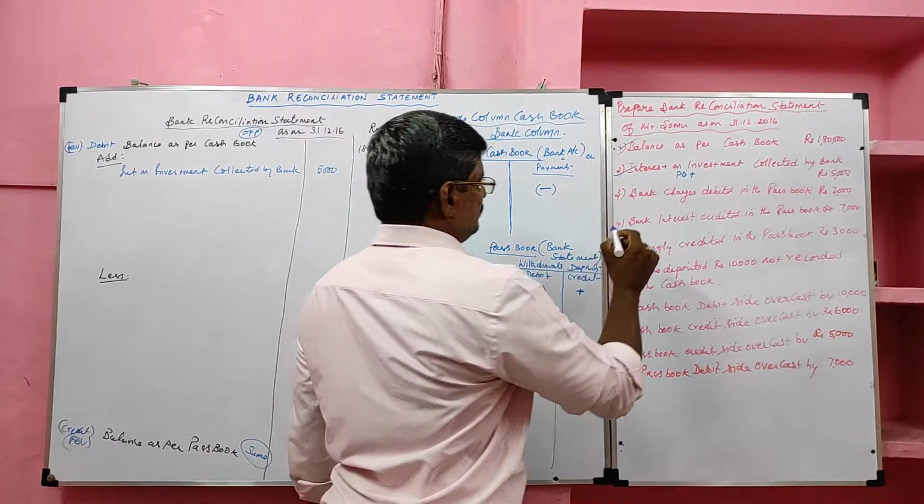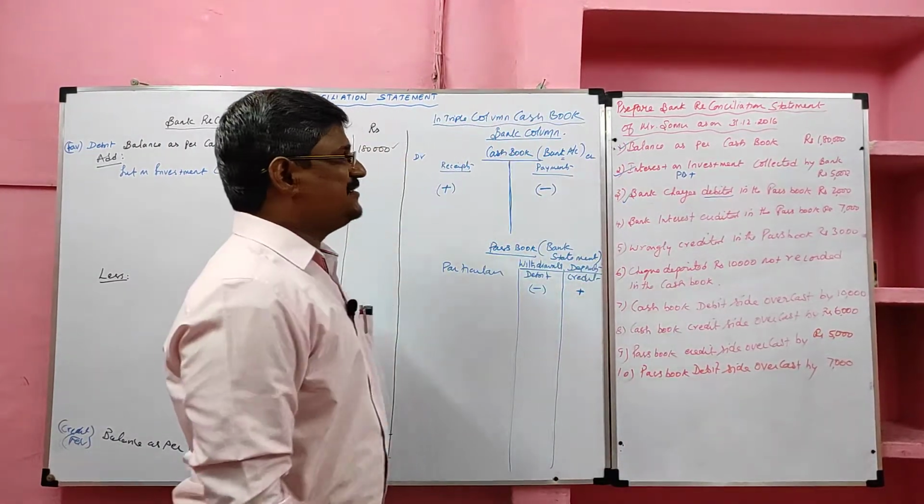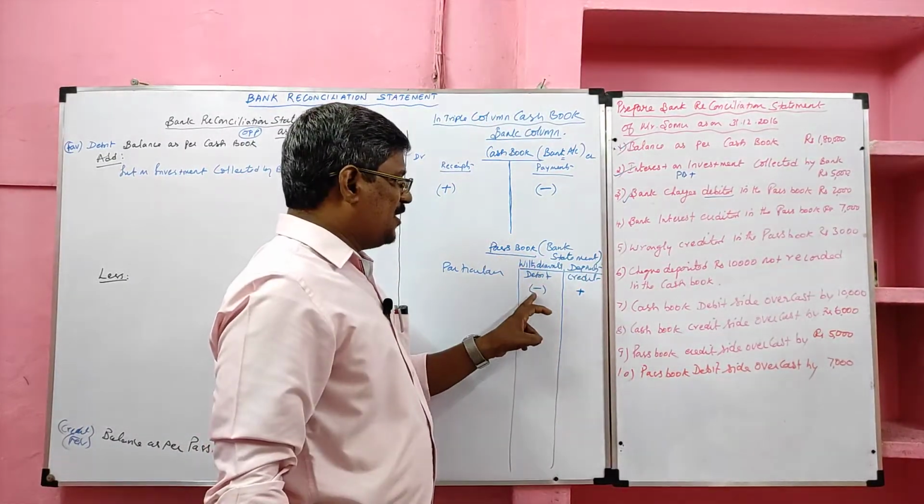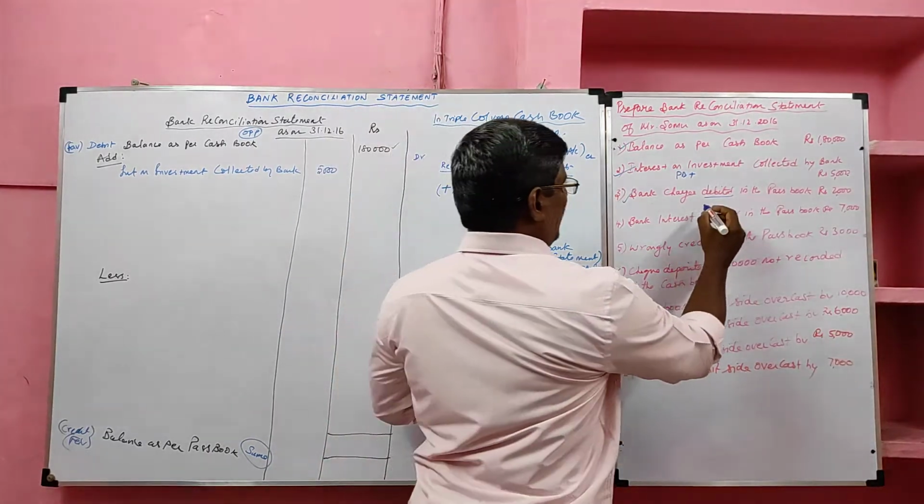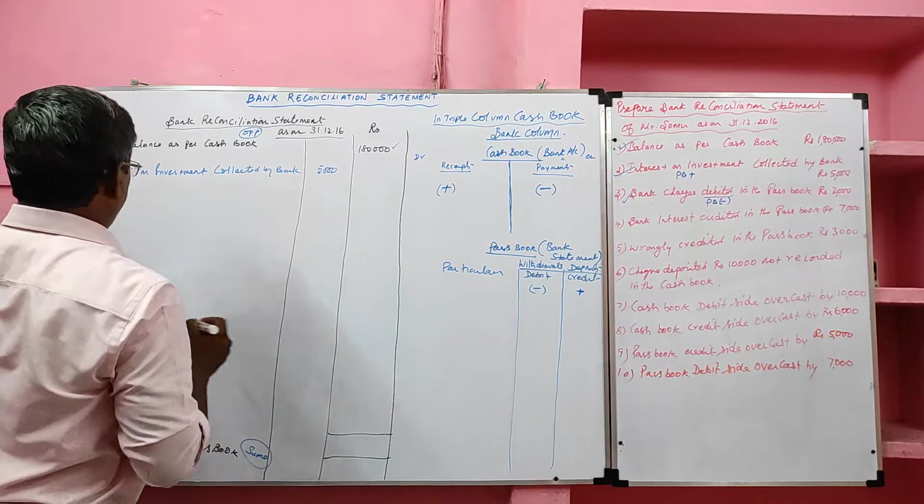Next, third one, bank charges debited. Bank charges debited in the passbook. So passbook debited means what they did? Deducted. So it was deducted in the passbook. What we have to do? We have to do the same thing.